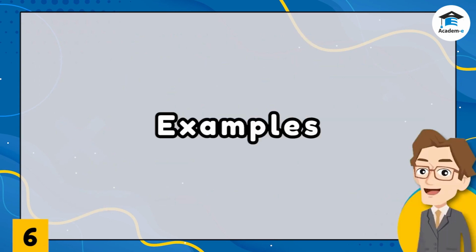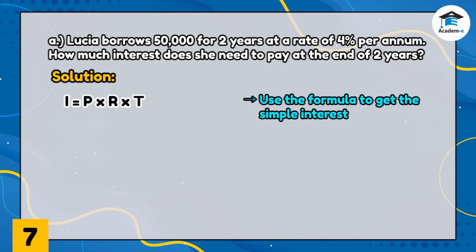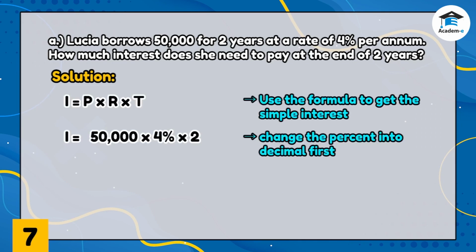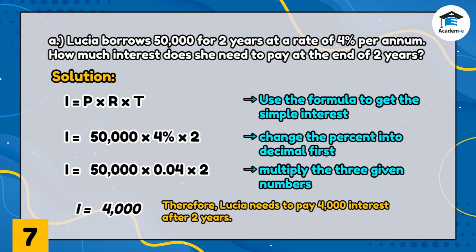Here are some examples. A. Lucia borrows 50,000 pesos for 2 years at a rate of 4% per annum. How much interest does she need to pay at the end of 2 years? Solution. Use the formula to get the simple interest. Change the percent into decimal first. Multiply the 3 given numbers. Therefore, Lucia needs to pay 4,000 pesos interest after 2 years.